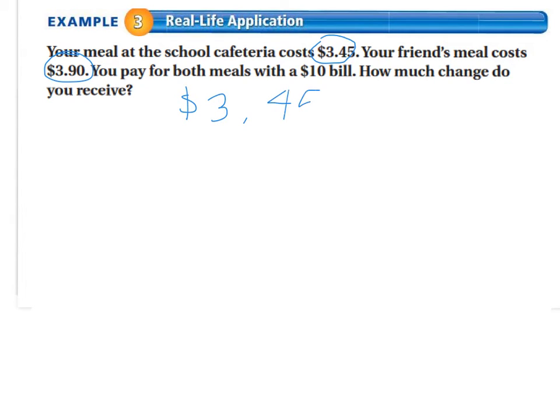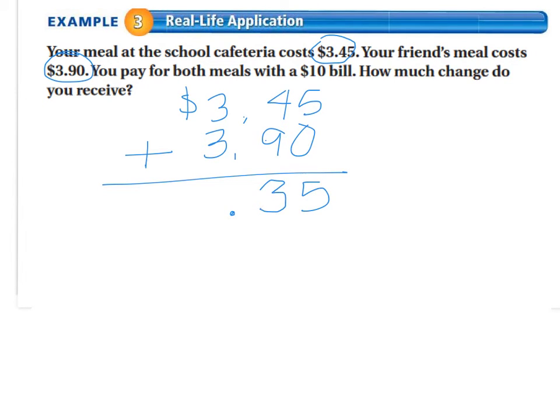$3.45 plus $3.90. I have the same number of digits. I'll line up my decimal and bring it down. Add those two together. 5 plus 0 is 5. 4 plus 9 is 13, so I'll record and regroup. 3 plus 3 is 6, plus 1 more is 7. $7.35 is how much I owed.